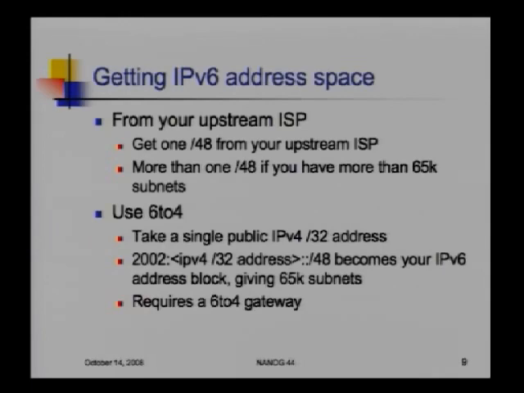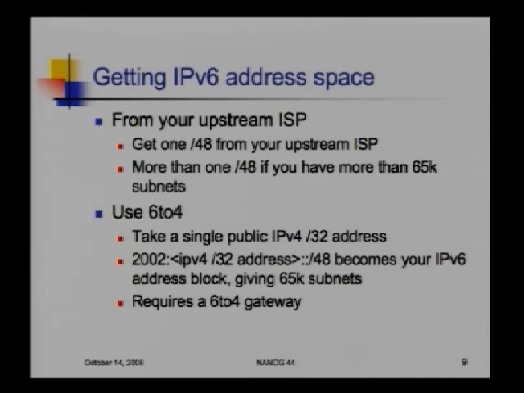Of course, a /48 gives you 65,000 subnets. If you have more than 65,000 subnets in your network, then you probably can get another /48, and so on it goes. As for 6to4, you take a single public IPv4 /32 address, put 2002 in front of it, that gives you your /48, and that gives you 65,000 subnets that you go and play with. So that's the sort of thing I've done at my house.